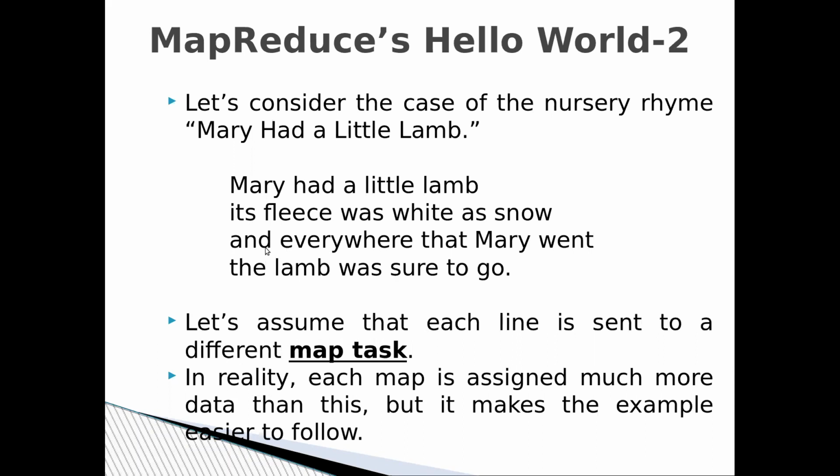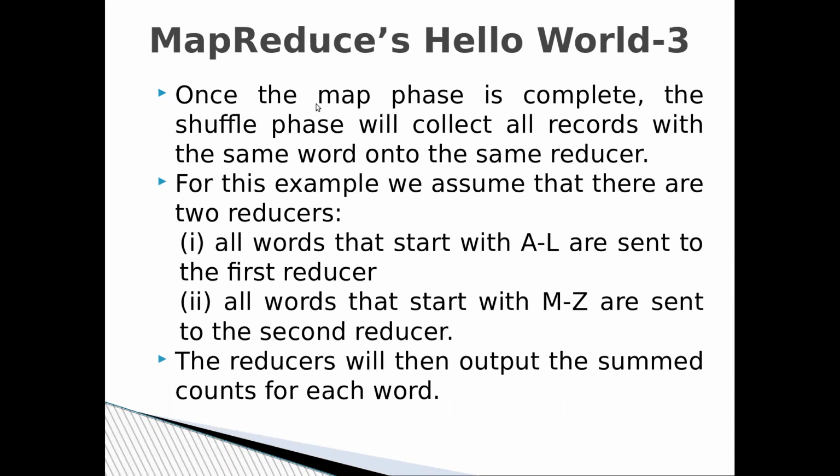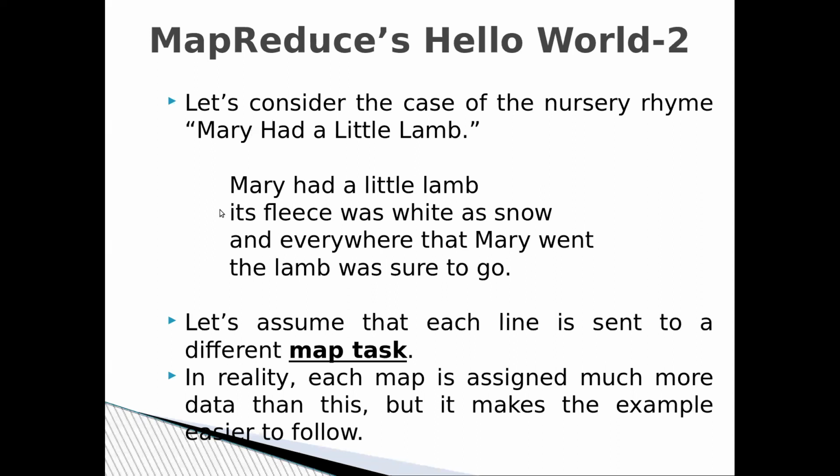Okay. Then once your map phase is complete, I told you that each map task will be reading one line. So "Mary had a little lamb", map 1; "its fleece was white as snow", map 2; "and everywhere that Mary went", map 3; and "the lamb was sure to go", map 4. So 4 mappers are there. Each mapper is reading each line, right?